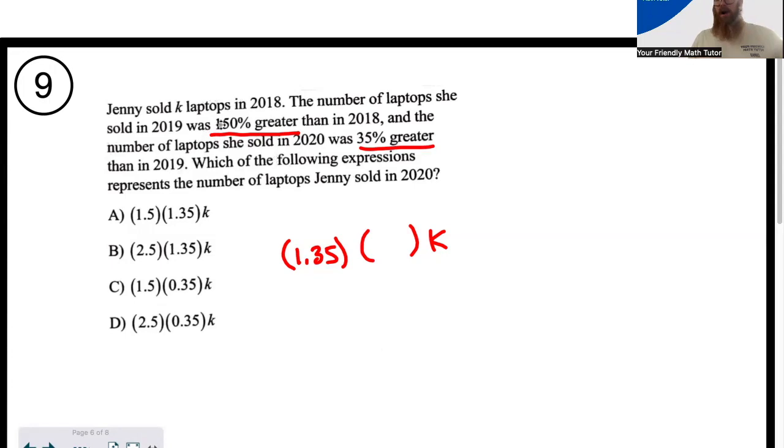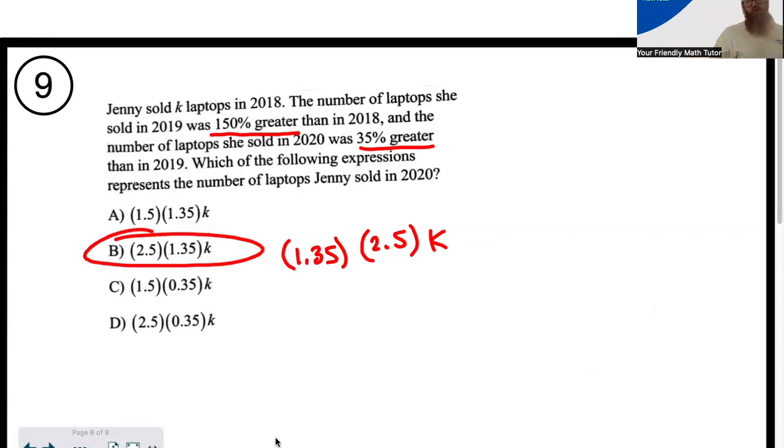Well, if I do that here, 150% plus 100% really means 250%, which is 2.5. Or you could think of 150% as a decimal, 1.5, and you have to add 1 to that for the percent increase. Either way, you get 2.5. And again, mine are out of order, but that doesn't really matter because multiplication is commutative. Either way, we get answer choice B.